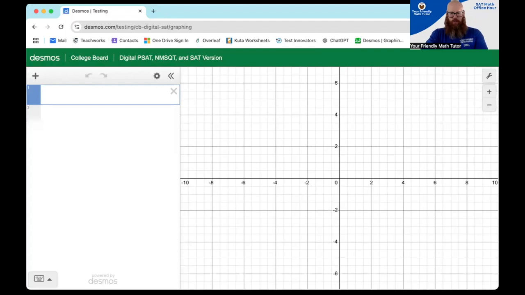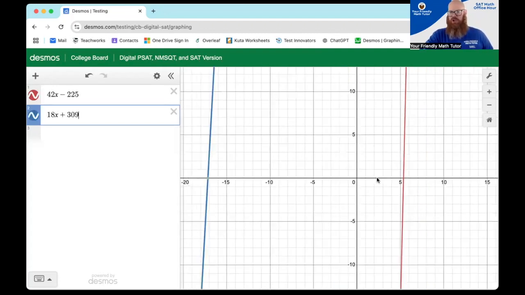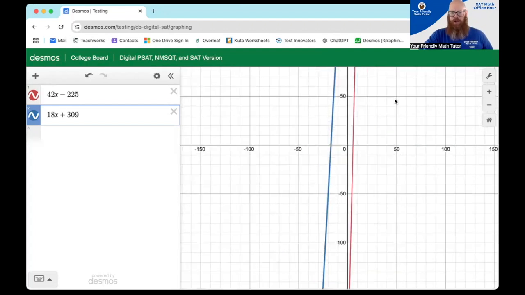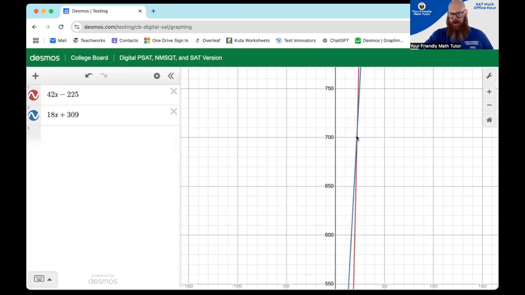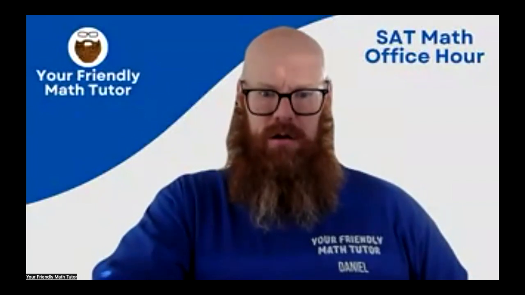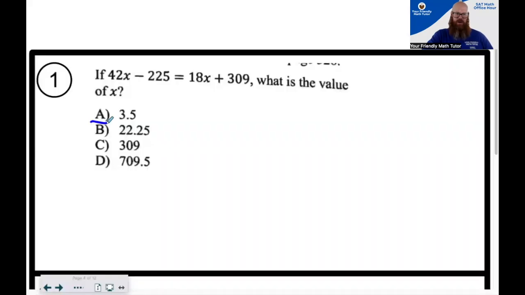One way you could do this is you could type the left side, so 42x minus 225, into the first one, and then the right side, 18x plus 309, into the second one. And then we're just going to find the x coordinate of the intersection. You can see that this is kind of a pain, it's 22.25. So then we would go back here, and you can see the answer is 22.25.